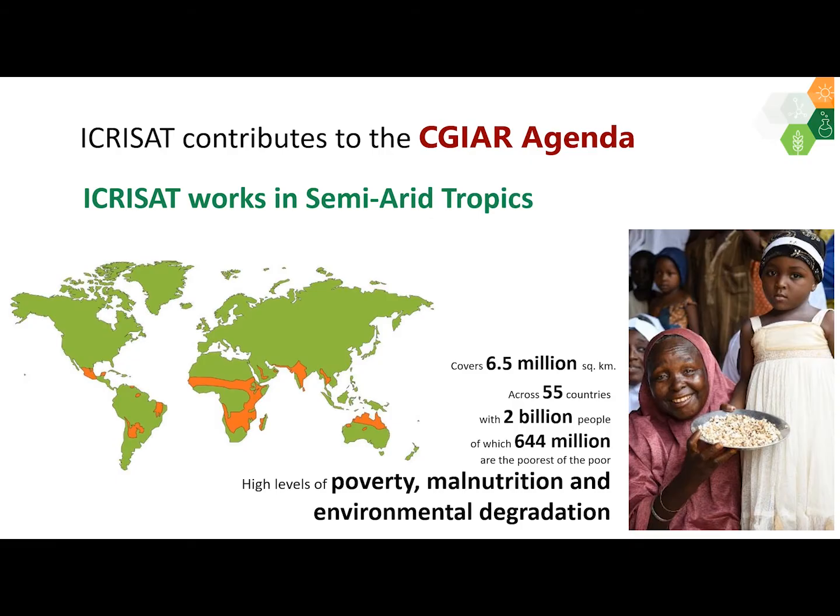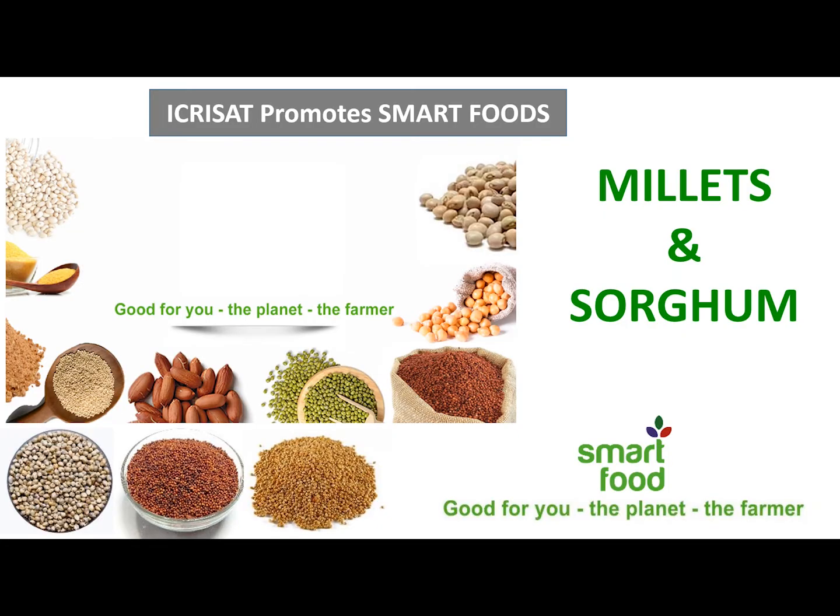ICRISAT is a CGIAR center which contributes to the CGIAR agenda, which is ending hunger by 2030 through science to transform food, land, and water in a climate crisis. ICRISAT has a vision to have a prosperous, food secure, and resilient dryland tropics, and has a mission of reducing poverty, hunger, malnutrition, and environmental degradation in the dryland tropics.